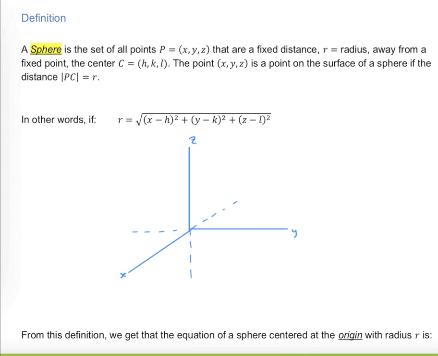Let's consider an ordered triple that's labeled C, and we're going to let C represent the center of the sphere. So we're going to have the ordered triple (h, k, l) representing that center point. The definition of a sphere is that it contains the set of all ordered triples that are a fixed distance, which we'll call the radius of our sphere, away from that center point. So we're going to be going a fixed distance of r units away from that center point.